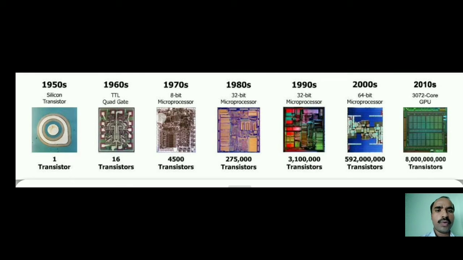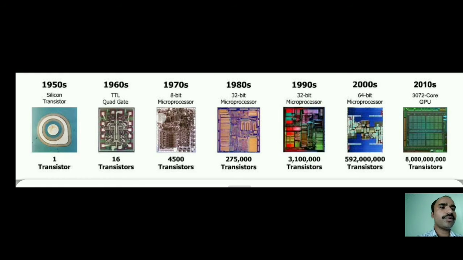In the 1950s the invention was the transistor, a silicon transistor. In the 1960s it was the TTL quad gate, which contains 16 transistors. In the 1970s it was the 8-bit microprocessor. From the 1970s the microprocessor concept was involved in computers. It contains 4500 transistors. Then in the 1980s, a 32-bit microprocessor containing 2,75,000 transistors. In the 1990s, a 32-bit microprocessor, but the number of transistors increased in memory.